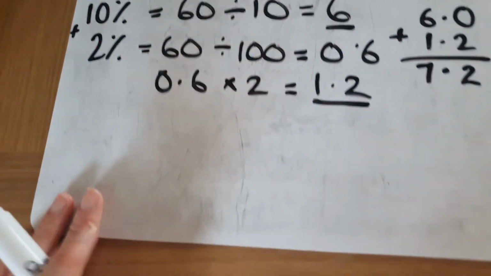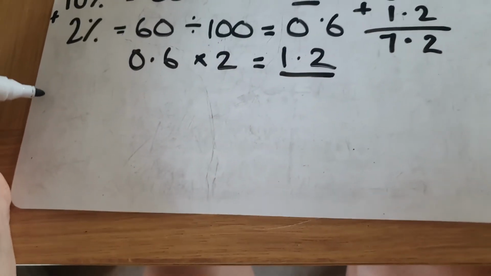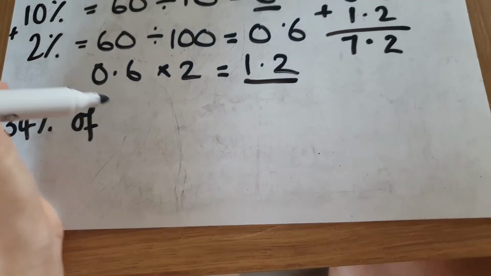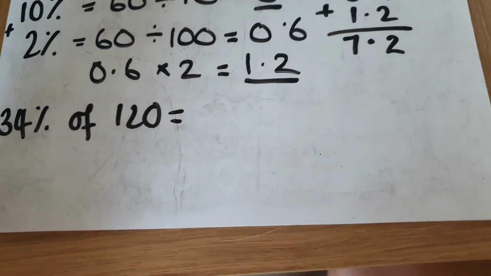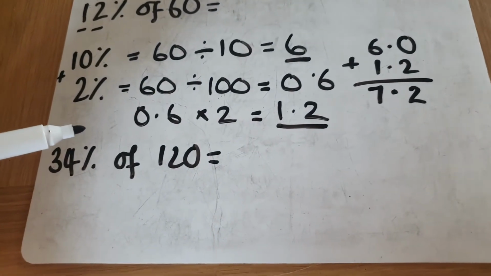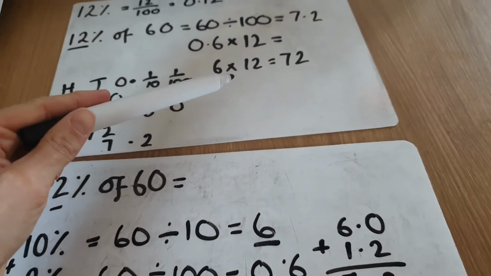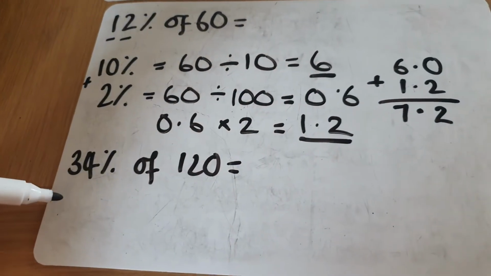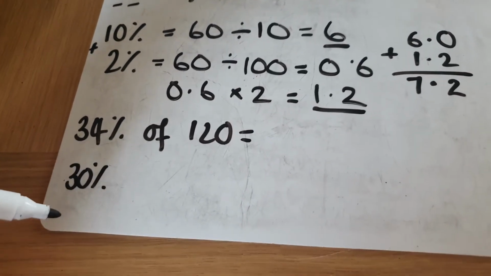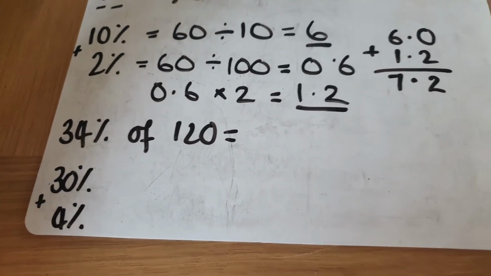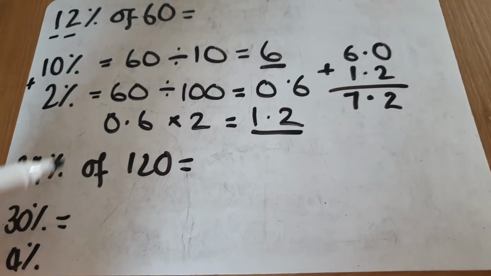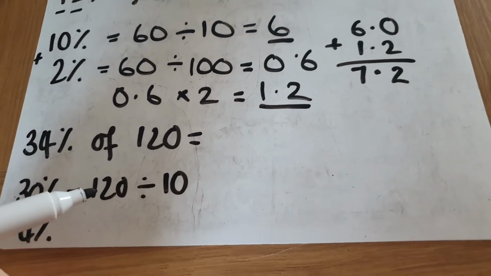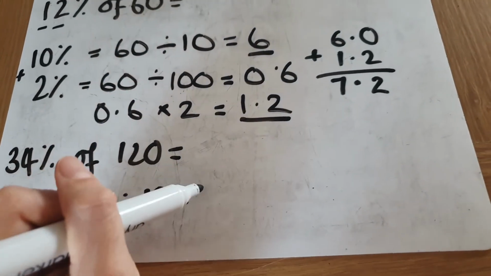Now, sometimes it can get a bit more complicated than that. So, for example, if you chose something like 34% of 120, that's when I would suggest breaking this up. Possibly the children can use their times table or can use written multiplication too, but this is the way that I would suggest. So you want to find 30% and you want to find 4% to add them together. So 30% will be 120 divided by 10. So 120 divided by 10 will be 12.